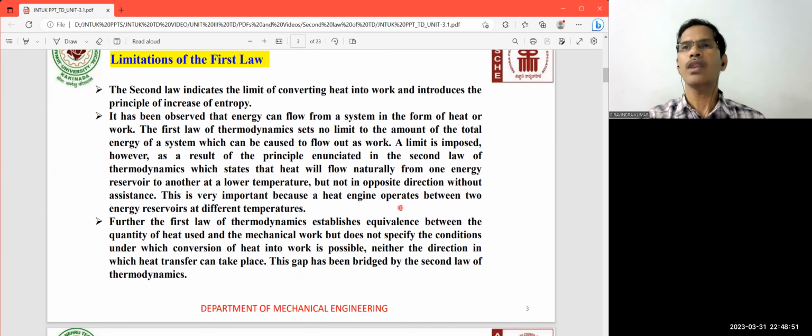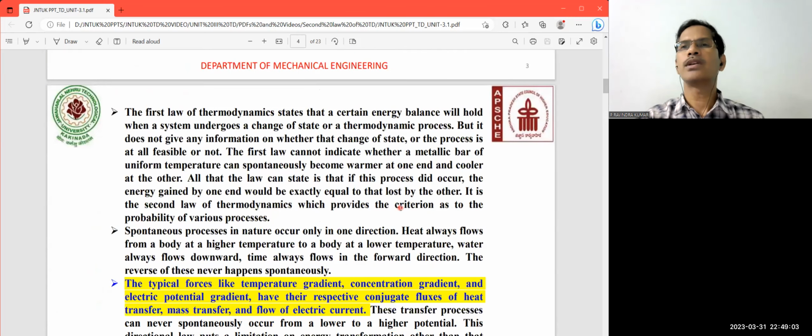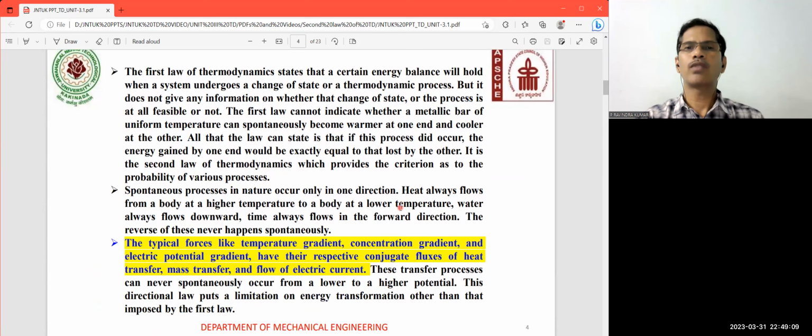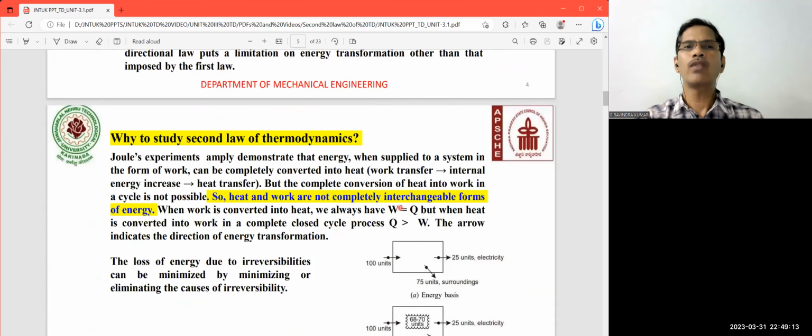But according to the first law, all the heat can be converted to the work and all the work can be converted to the heat. But practically it is not possible. So those limitations are connected with the first law of thermodynamics. Before going to that, there are certain things which you need to study. Then why we have to study the second law of thermodynamics? Everyone has to make the questions here.